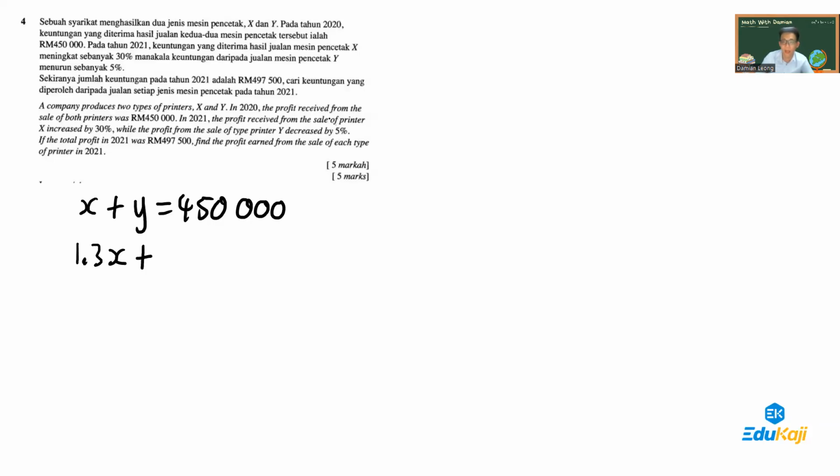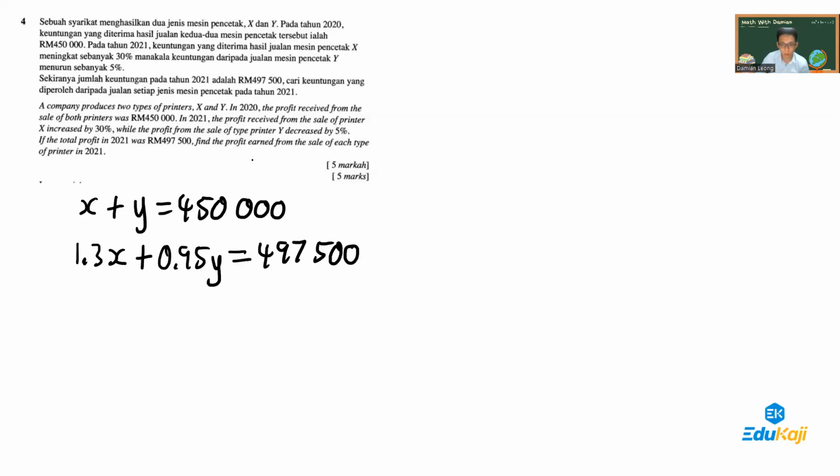1.3x plus decreased by 5% means 95%. Yeah, from 100%, I increase or decrease accordingly. So 95% means 0.95. So 0.95y. Add together, now it becomes 497,500, the profit in 2021.